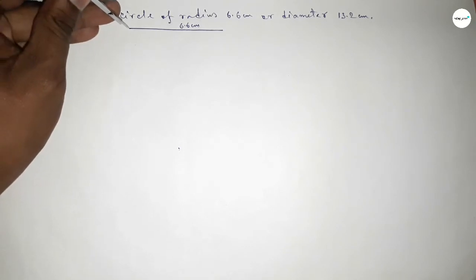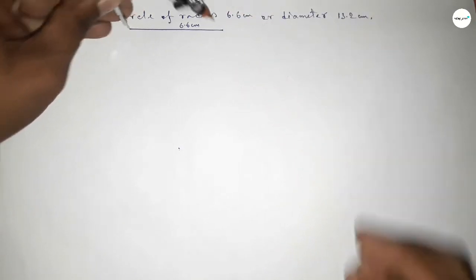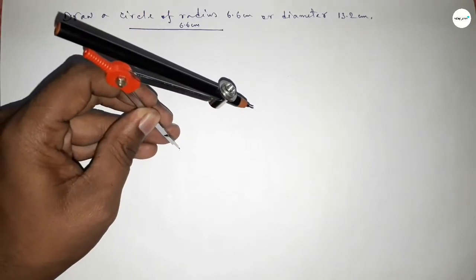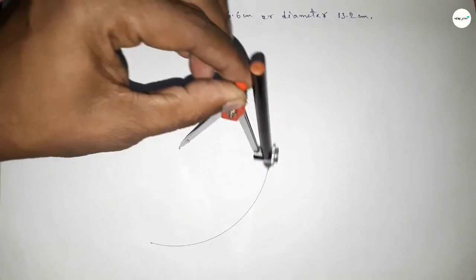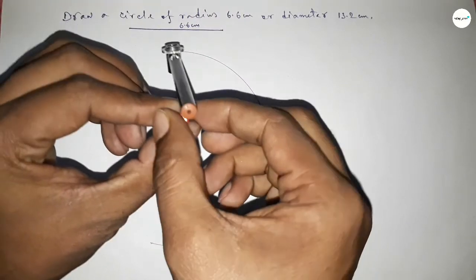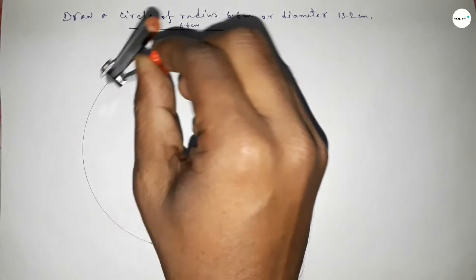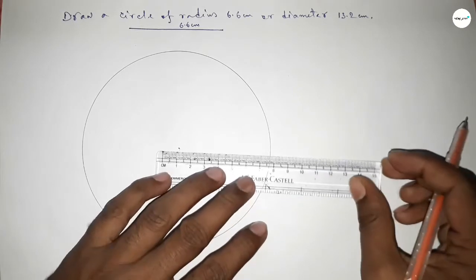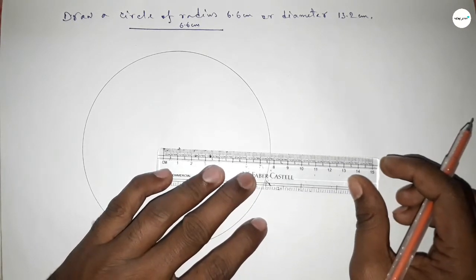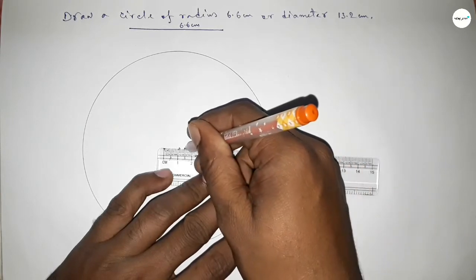Next, taking the length 6.6 centimeter by using compass by this way and putting the compass on the point. Now drawing here an arc by this way, and which represents a circle with radius 6.6 centimeter. Now joining this one, and this is the radius of this circle.